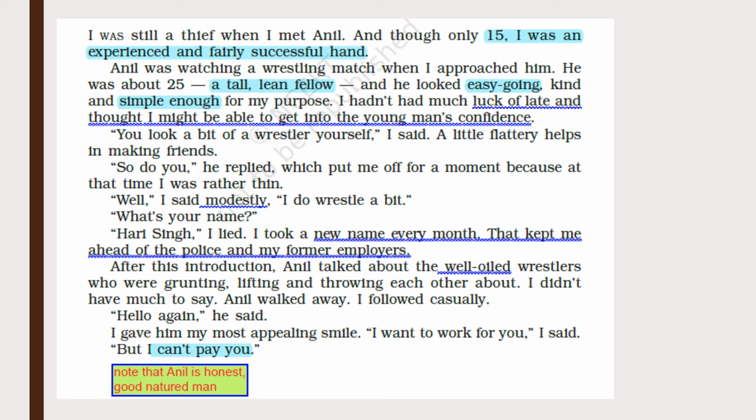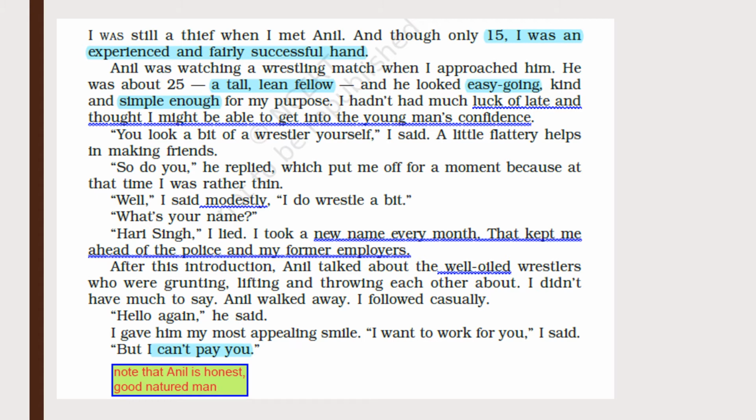I took a new name every month that kept me ahead of the police and my former employers. So every month he used to go and get a new job somewhere, and every month he used to commit a theft, चोरी करता था, and every month police would be after him. So every month he used to change his name to be safe from the catch of police or former or previous employers. After this introduction, Anil talked about the well-oiled wrestlers who were grunting, lifting, and throwing each other about.